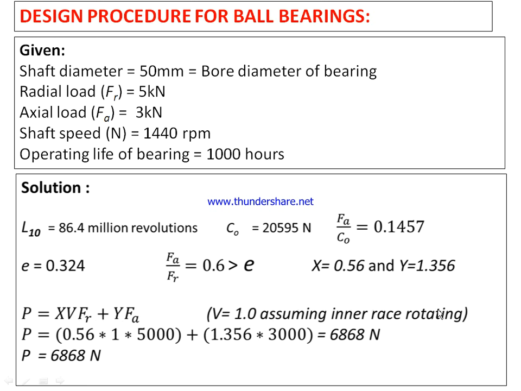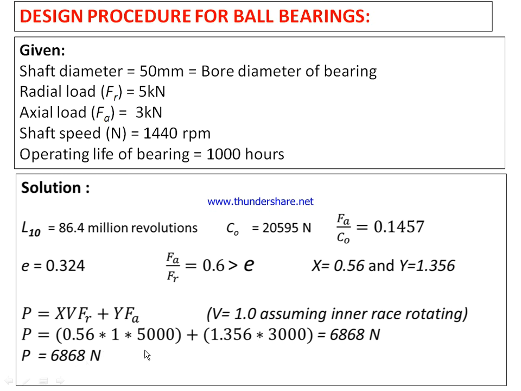So when the inner race is rotating, the value of V is 1. Let us assume that. After substituting all the values, you will get the equivalent dynamic load as 6868 Newton. Here, a point to be noted.